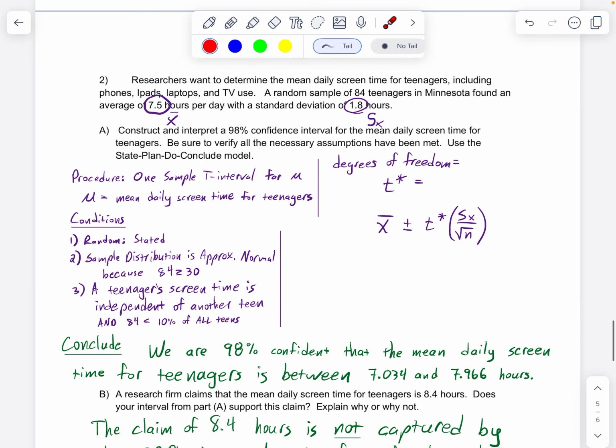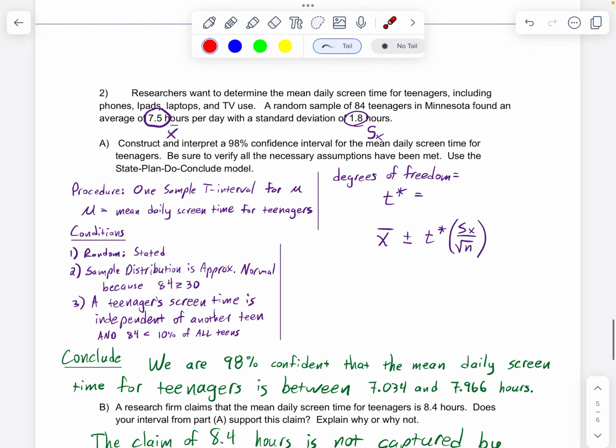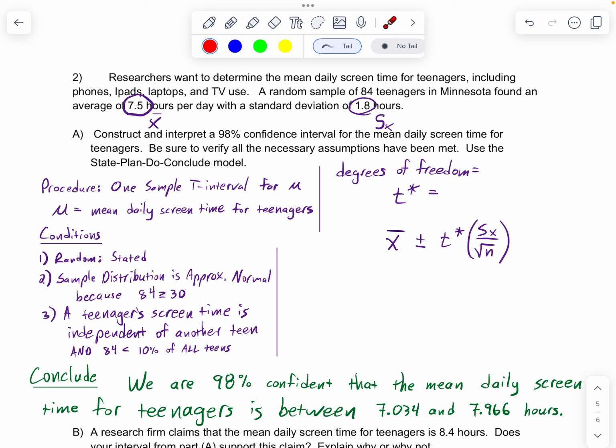Last question. This is your sample means interval. Researchers want to determine the mean daily screen time for teens, including phones, iPads, laptops, and TVs. A random sample of 84 teens in Minnesota found an average of 7.5 hours a day. That's your X bar, with a standard deviation of 1.8 hours. That's your S sub X. Let's make a 98% confidence interval.